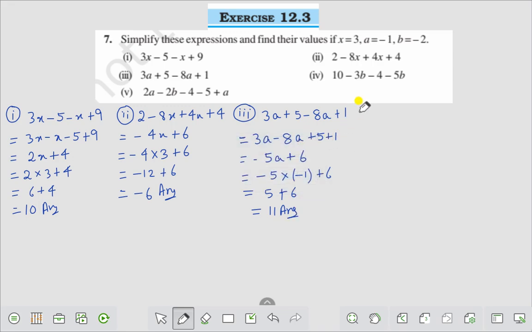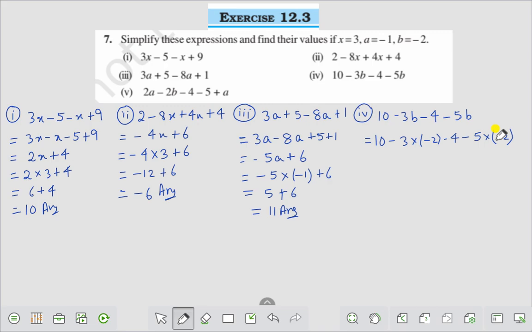Now question number 4. Question number 4 is 10 minus 3b minus 4 minus 5b, that is equal to 10 minus 3, the value of b is minus 2, minus 4 minus 5, the value of b is minus 2.